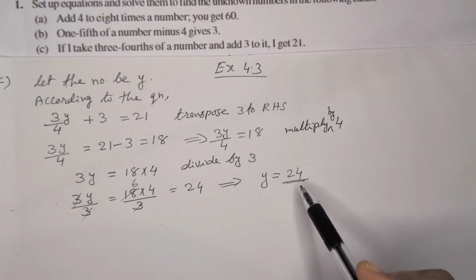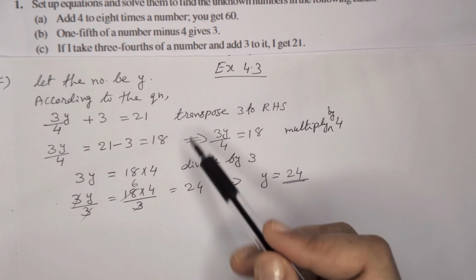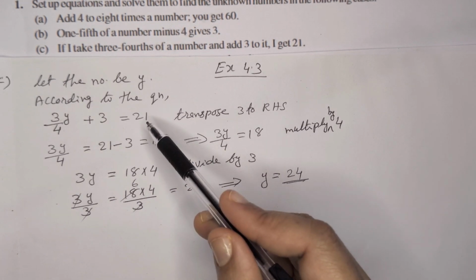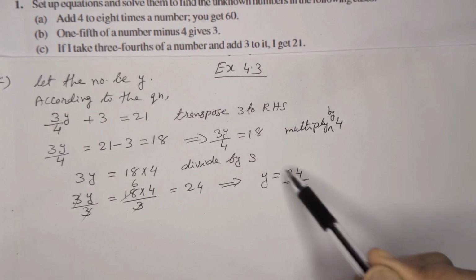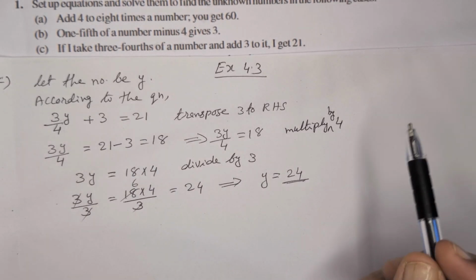3/4 of the number, 3/4 of 24 plus 3 is equal to 21. We can check whether our answer is correct or not by applying the value of y in the equation.